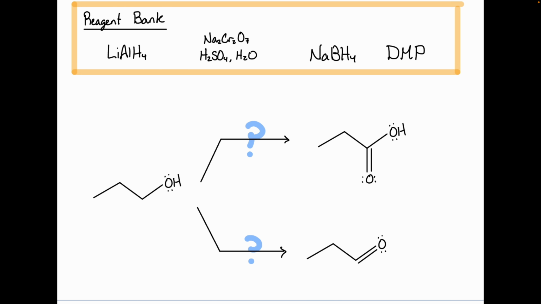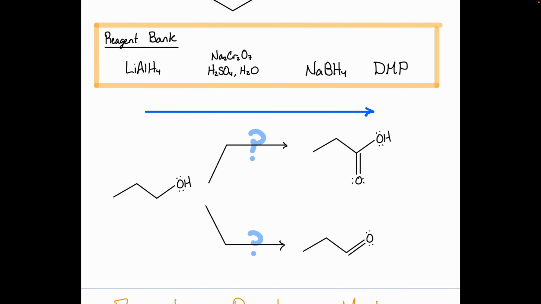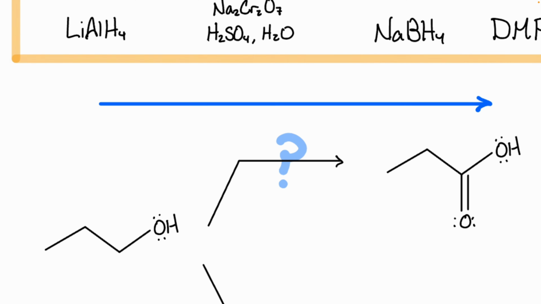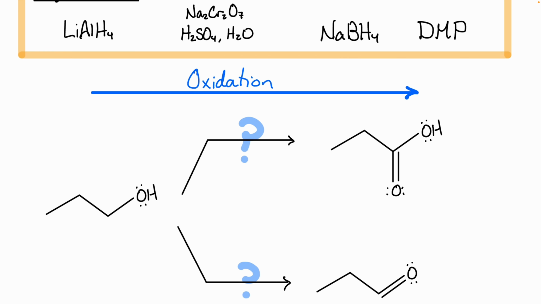All right, so first of all, both of these reactions here would be examples of what? Oxidation or reduction? Oxidation. And how do we know it's oxidation? Because our products have more what? More oxygen, more carbon-oxygen bonds, right? So oxidation, we're replacing those carbon-hydrogen bonds with carbon-oxygen bonds, all right?